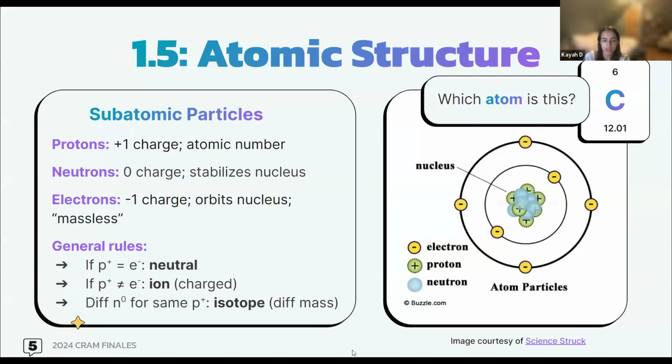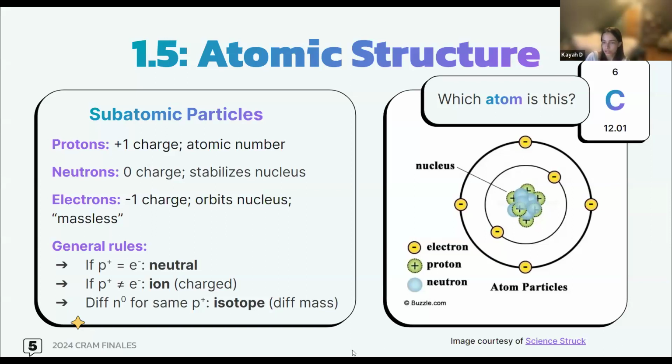And remember, if you have a different number of neutrons for the same number of protons, so like if you have carbon with 7 neutrons or 8 or 6 or however many, it's still the same atom, it's just a different isotope, so that means it has a different mass. And just remember the structure of an atom.